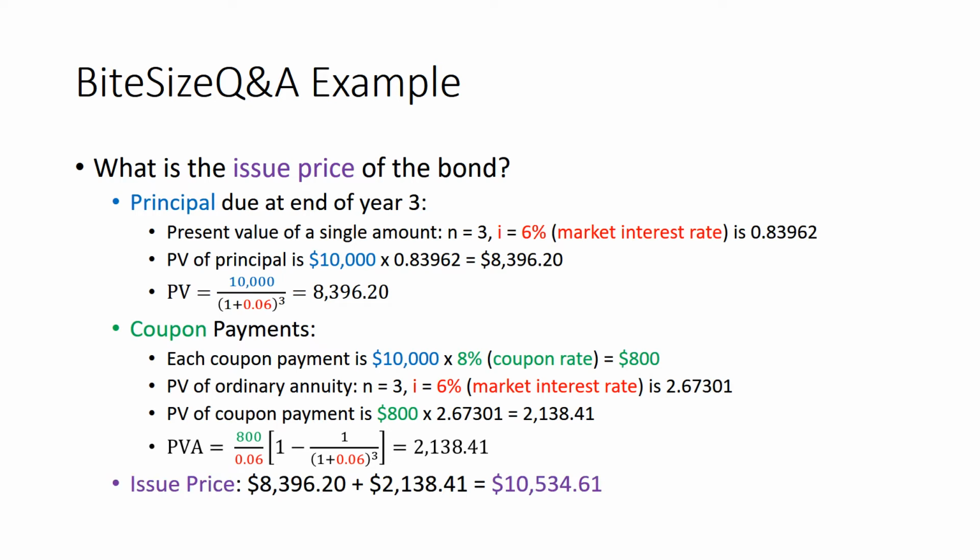Hence, the issue price is going to be the sum of the present value of the principal, $8,396.20, plus the present value of an ordinary annuity for the coupon payments, $2,138.41, and so the investors will pay the firm $10,534.61 for this stream of payments.